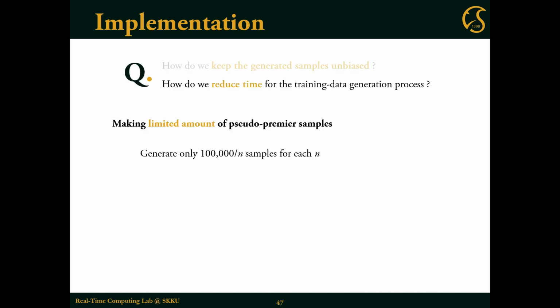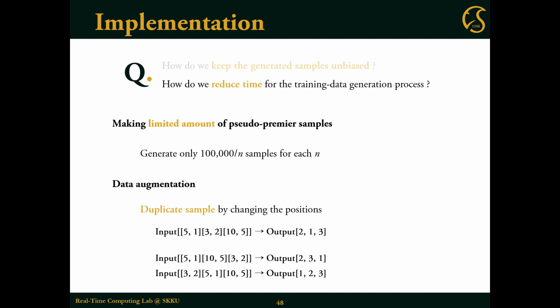So how did we reduce time for the training data generation process? We tried to find the right number of samples needed for the PAL framework to work fairly, and empirically, we ended up generating pseudo-premier samples of 100,000 divided by the number of tasks. So as the number of tasks increased, the amount we had to generate decreased.